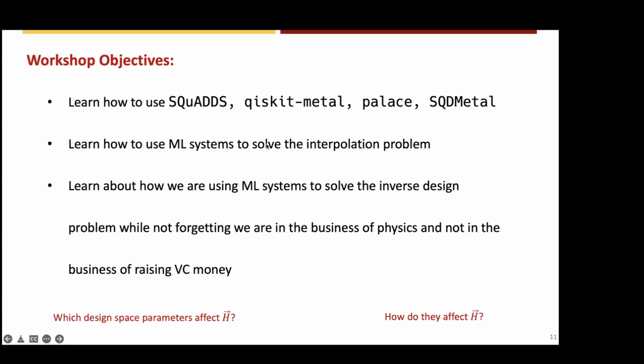In particular, what we want to learn with this machine learning system is, for a given Hamiltonian parameter, what are the design space variables that affect it, and how do they affect it? These are the 2 questions we want to answer. Any questions so far? Yes.